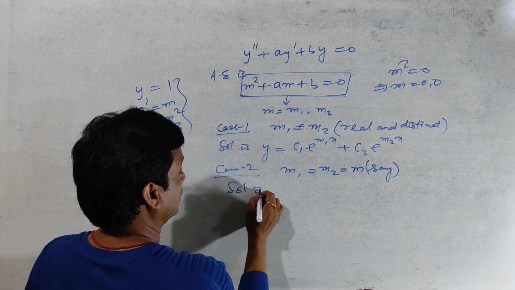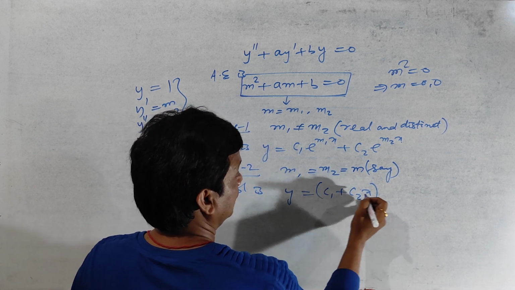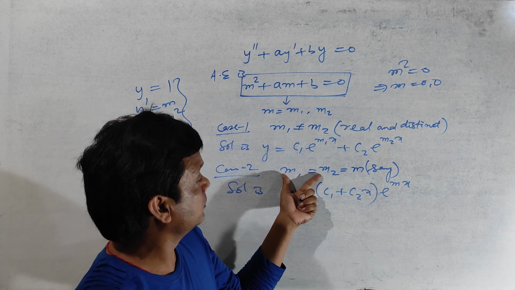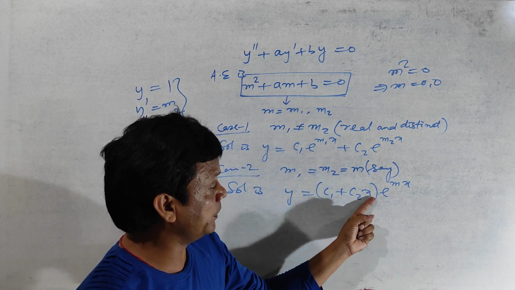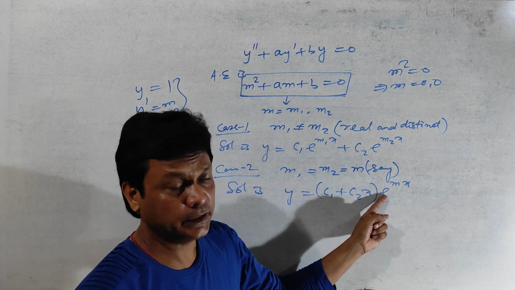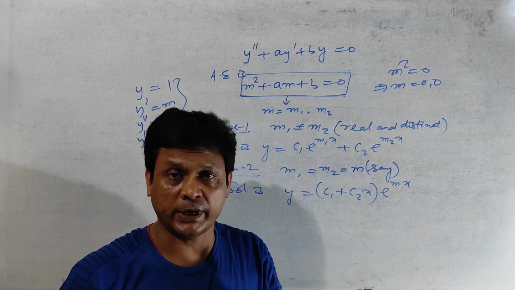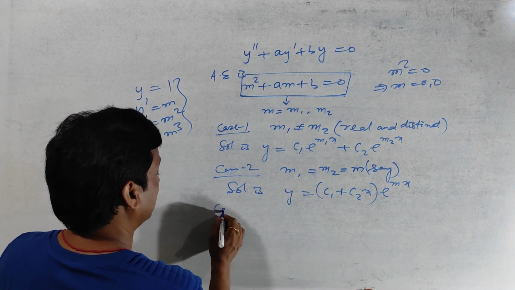If it is equal to m, say, then here the solution will be y is equal to c1 plus c2x into e to the power mx. And if there are 3 values m1, m2, m3, and all are equal, then y is equal to c1 plus c2x plus c3x square into e to the power mx. Clear?